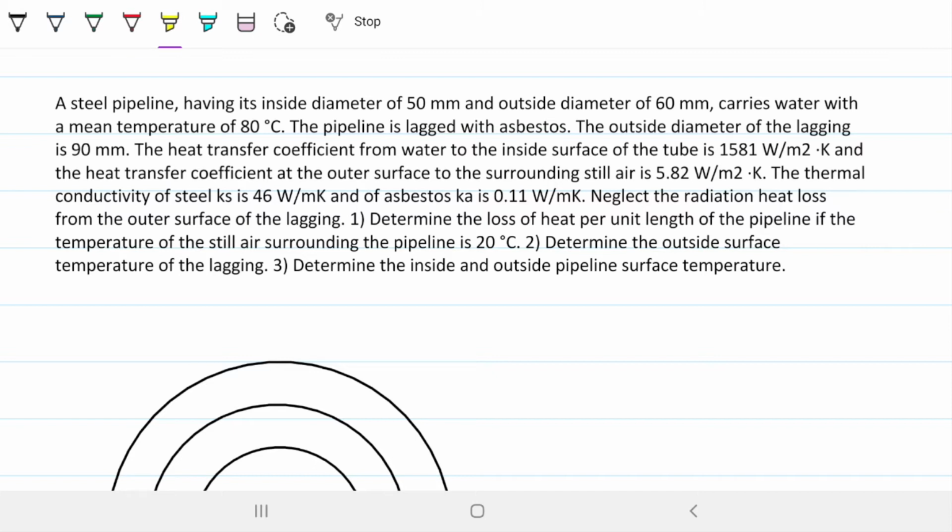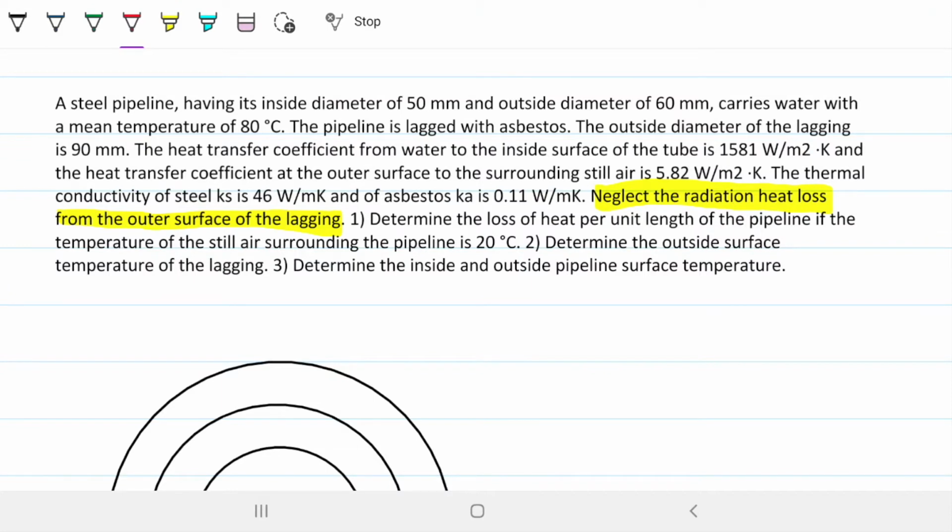So first things first, we are ignoring radiation on the outside lagging, because if this surface is going to be at a certain temperature, it will be emitting radiation. And if there's a difference in temperature between T infinity and T surface, we would have both convection and radiation taking place together. We don't have to worry about that, so radiation is out of the picture. We're only accounting for convection. So that simplifies the problem somewhat. What else? We're given the two heat transfer coefficients.